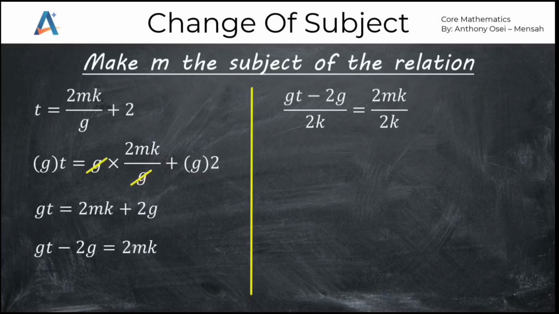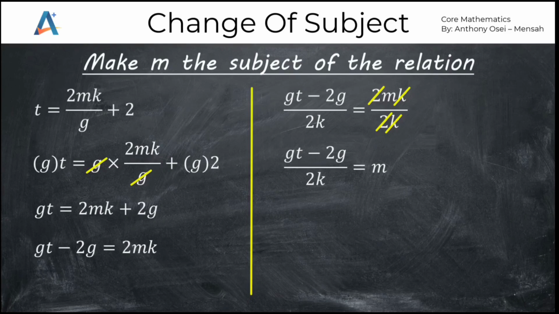Divide here by 2 and k, so that you divide here by 2k. So that 2 will cancel itself and cancel this 2. k will cancel here and k will cancel this, remaining with m. So I'm going to get jt minus 2j, all over 2k, is equal to m.